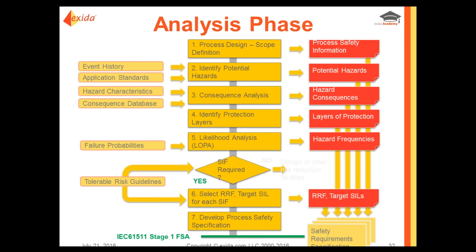So going through this analysis phase, you look at each event, what could happen, what's the worst case scenario, what are the likelihoods that that's going to happen, and are you okay with that happening or not? You have to look at your tolerable risk guideline and how much risk your company is willing to accept or take. From there, you can divide it up and see if SIFs are required. If they're not, great. You can look at other designs or other risk reductions. If there is a safety function that's needed, you're going to look at SIL selection and risk reduction for each SIF.